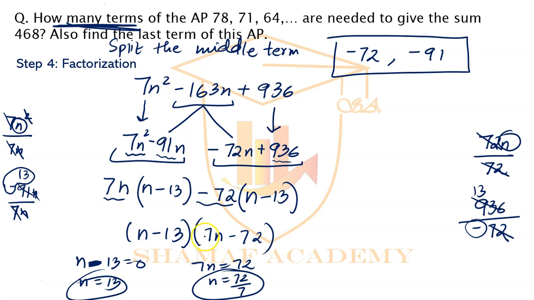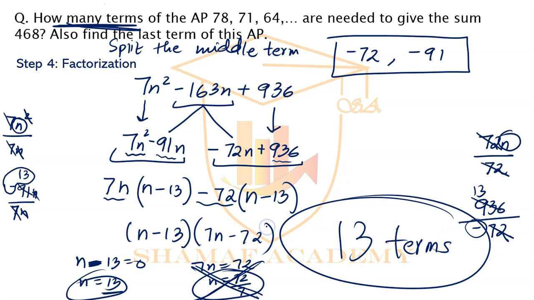Number of terms cannot be a fraction. It's like me telling you I have 2.5 laptops, which is not possible. I can't have half a laptop. So we are definitely not going to take this option right here, 72 by 7, and we are going to take the other option, which is 13. So that means we have 13 terms.